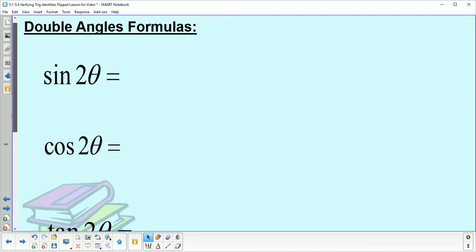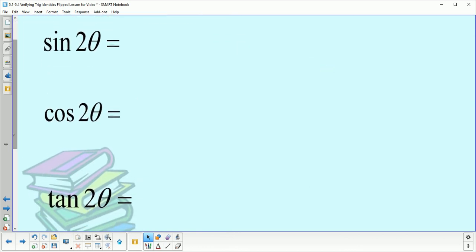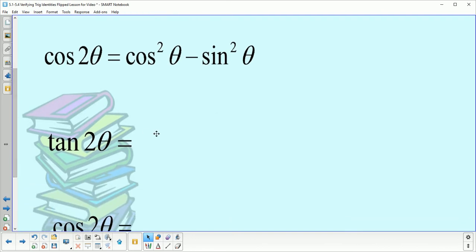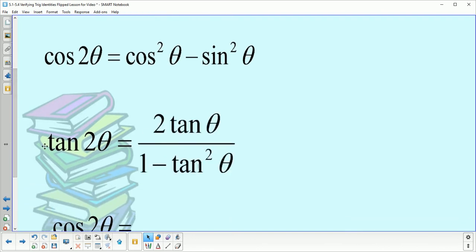Double angle formulas, so we're going to have 3 of these, 1 for sine, cosine, and tangent. Sine is a nice easy one. 2 sine theta, cosine theta. We just bring the 2 out in front and add a cosine theta. Cosine of 2 theta, cosine squared theta minus sine squared theta. And then tangent of 2 theta, 2 tan theta over 1 minus tangent squared theta.